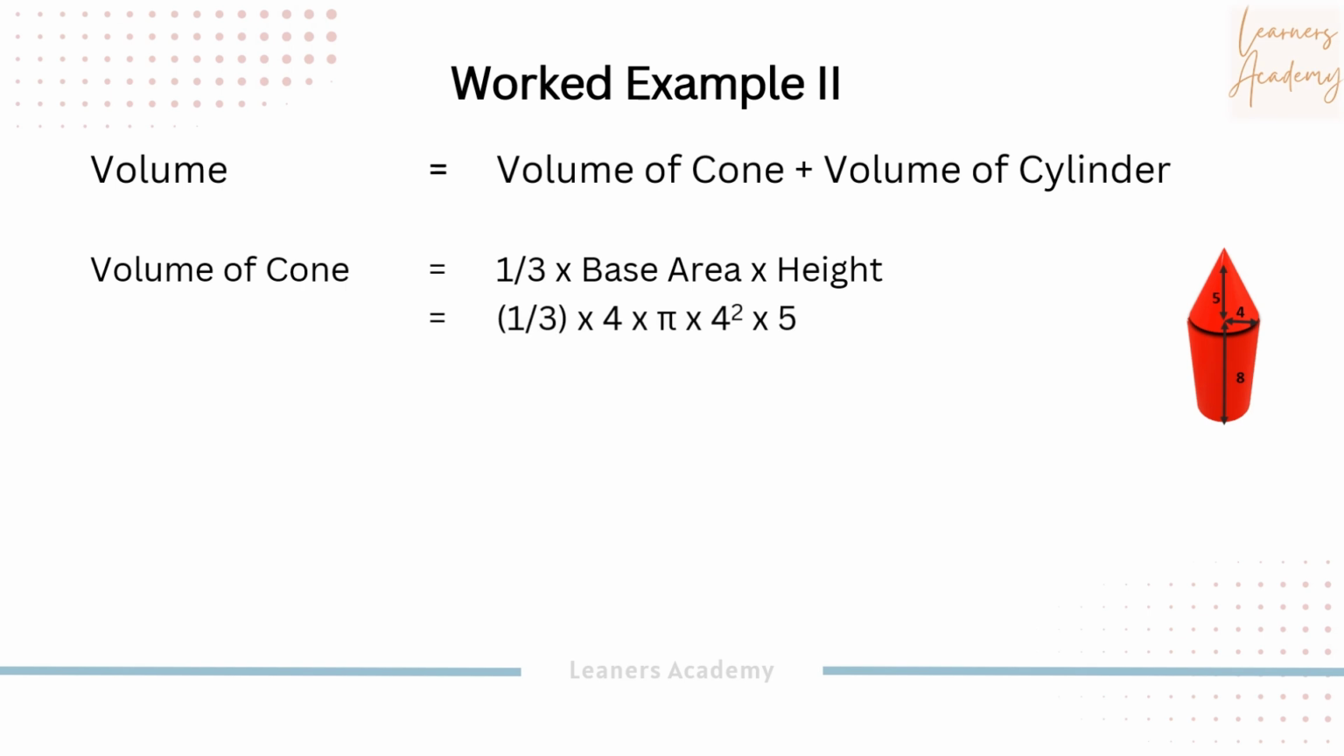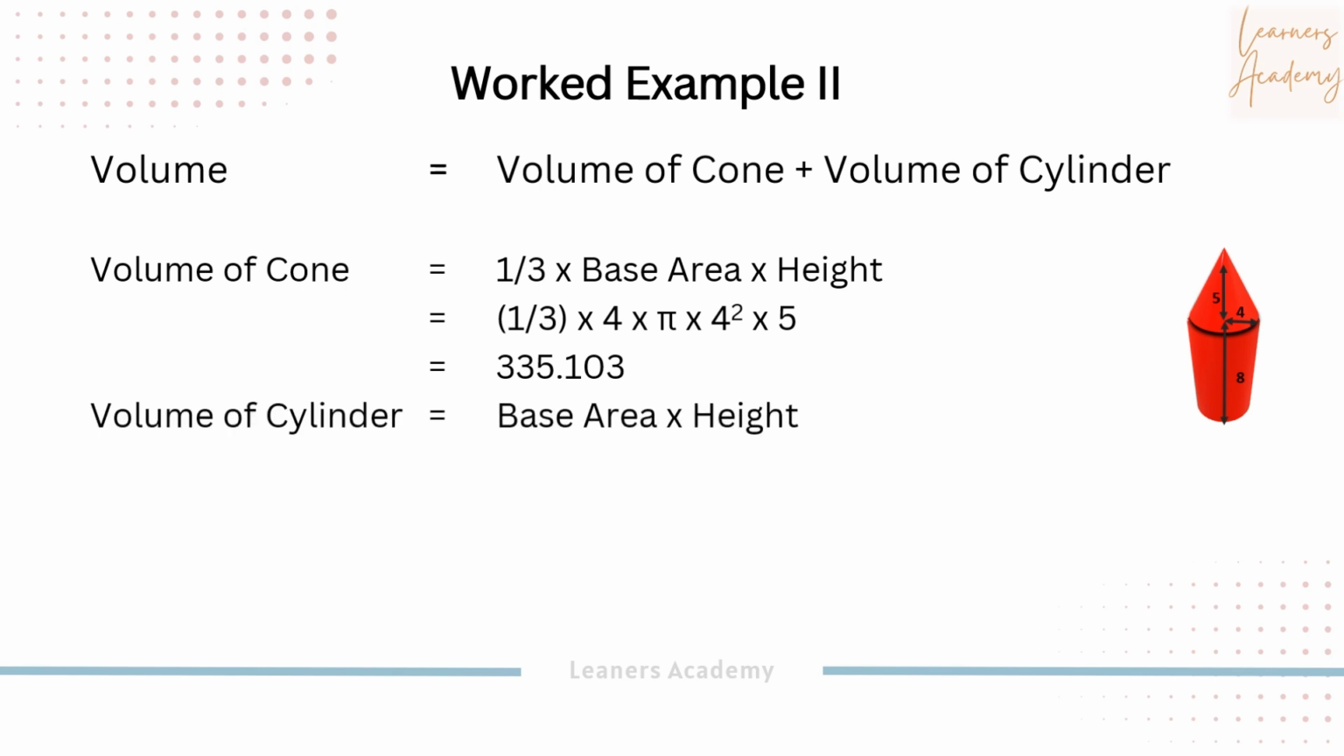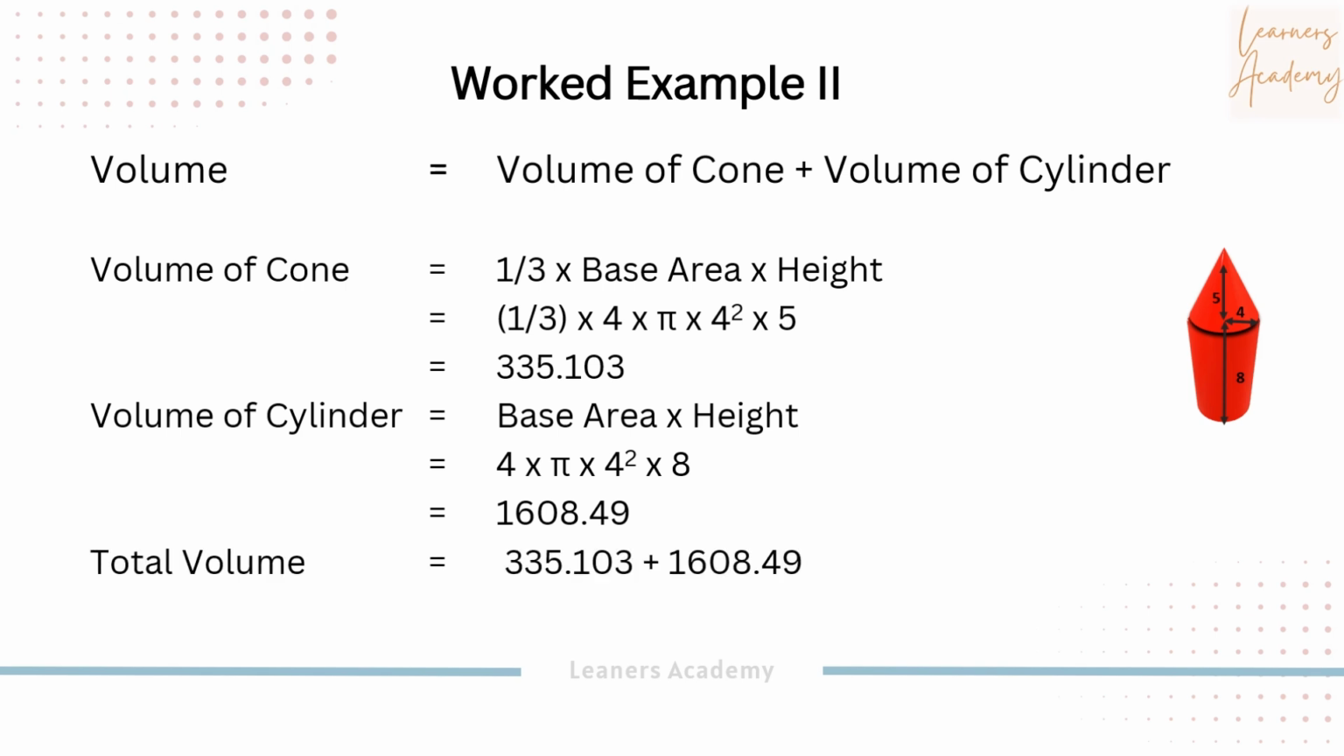So by putting the value of base radius as 4 and the height as 5, we get the volume of the cone as 335.103. For the volume of the cylinder, which is equal to the base area into height, you put the value of height as 8 and the base radius as 4. And by calculating, we get the total volume of the cylinder as 1608.49. To get the total volume of the composite shape, we will add the volume of the cone and the volume of the cylinder.